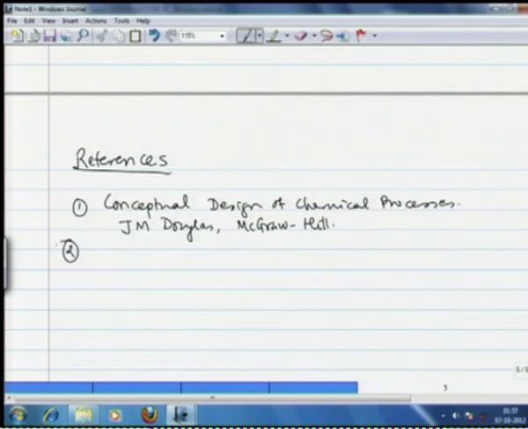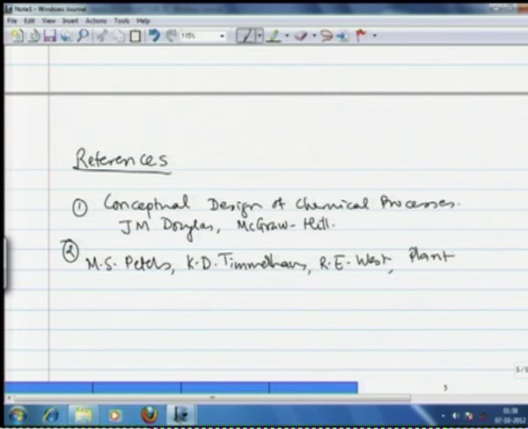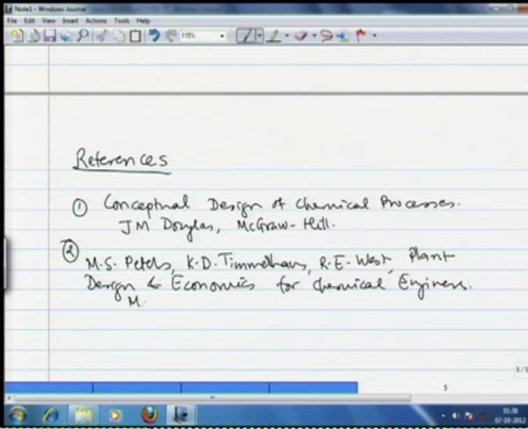Then the second book which I am going to refer to is the standard text of Peters and Timmerhaus. This is already in the 5th edition, a very popular text among undergraduate students as well as practicing engineers. M.S. Peters, K.D. Timmerhaus, and R.E. West. Plant Design and Economics for Chemical Engineers. This is again published by McGraw-Hill.